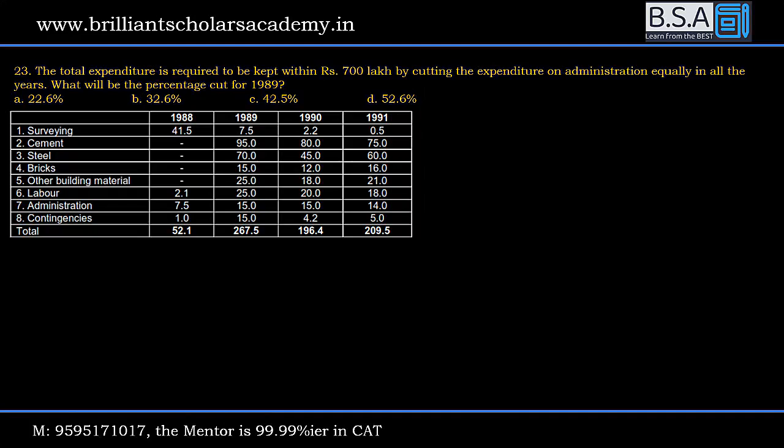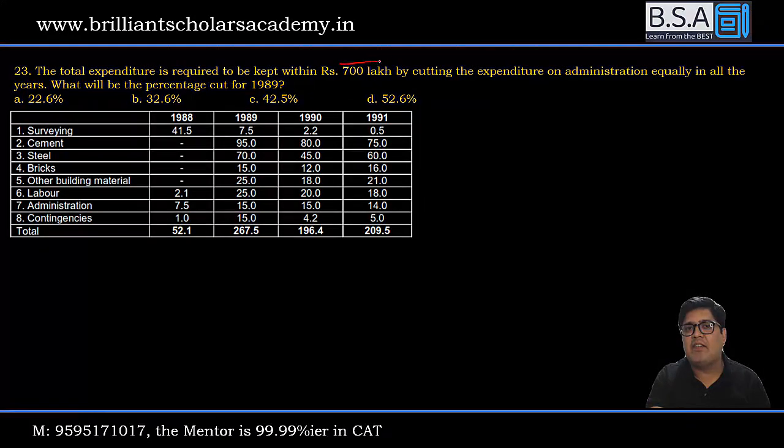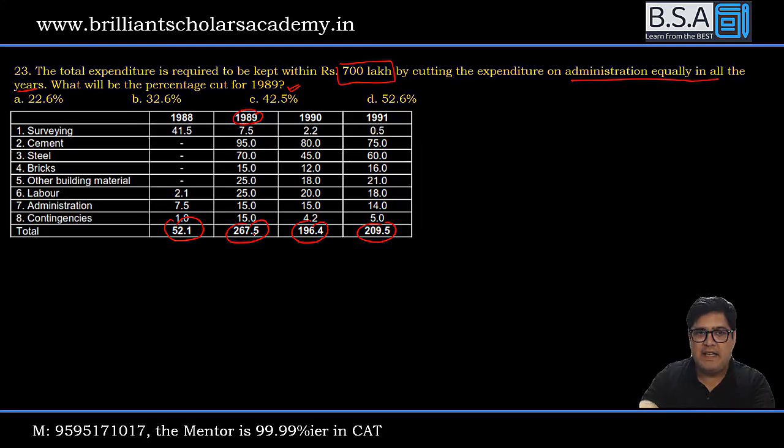So let me put the camera back on. Yeah, camera is back on. Let me try this for you. The total expenditure is required to be kept under 700 lakhs. This is total expenditure. It is to be kept under 700 lakhs by cutting cost on administration equally in all the years. What will be the percentage cut in 1989? Right now, the value is 267.5. What is the decrease? So again, I'll start my calculator. You'll also have to start your own calculator while solving such a set. You add up all the total costs, these lower values, you add them up.